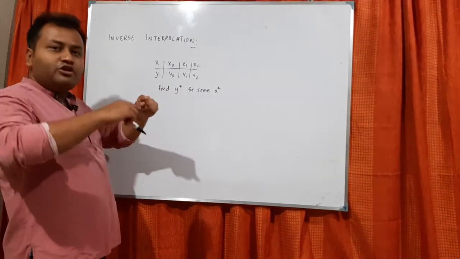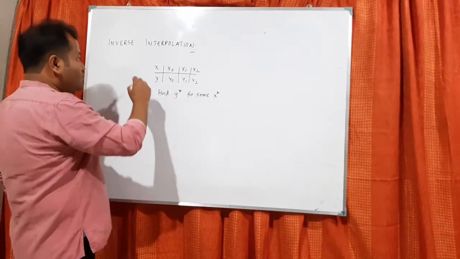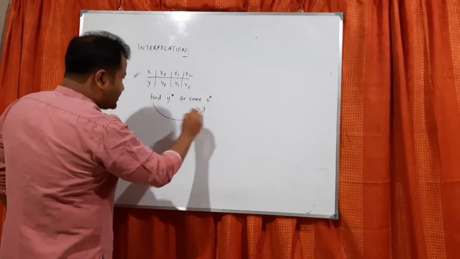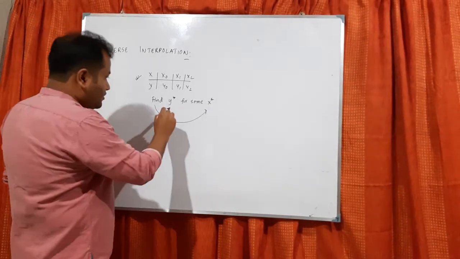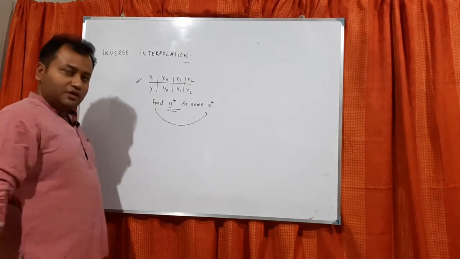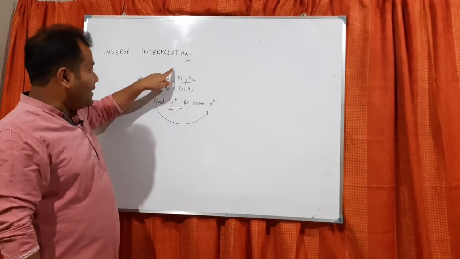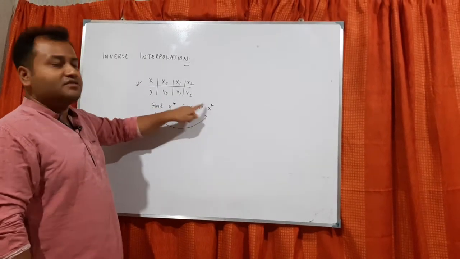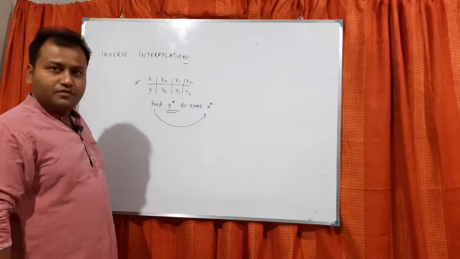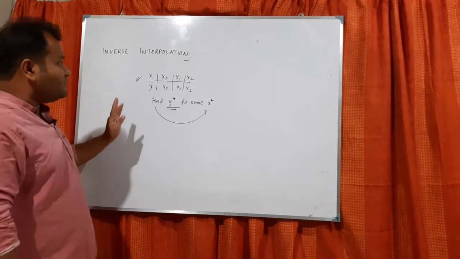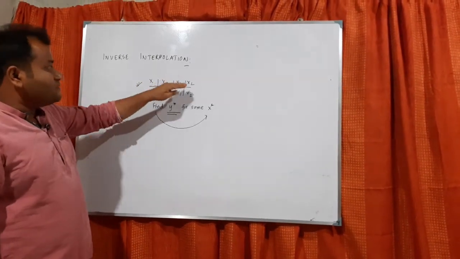Now the situation will be completely different. Now this table will be given, but you have to find x for some given y. So now some known y will be given and you have to find some x using the table. This inverse interpolation we will first discuss for equispaced intervals.